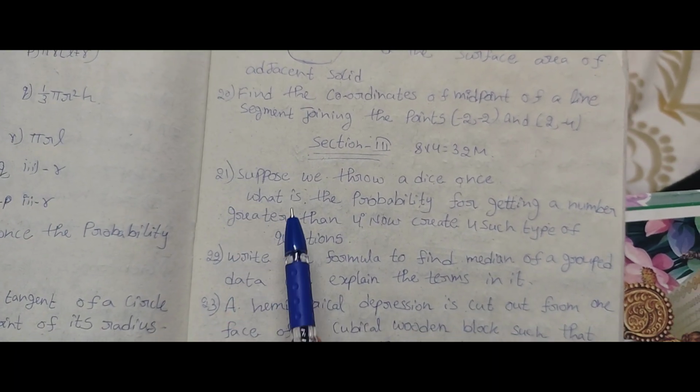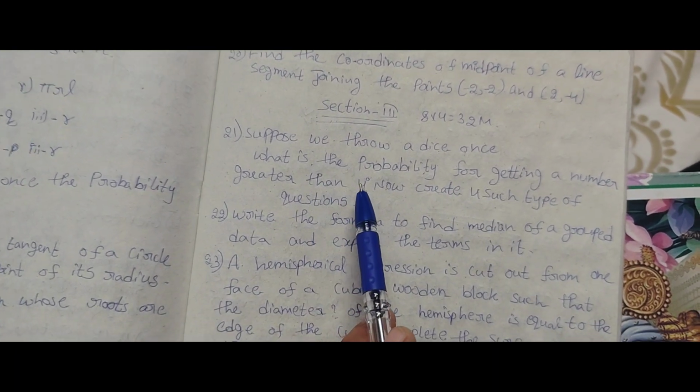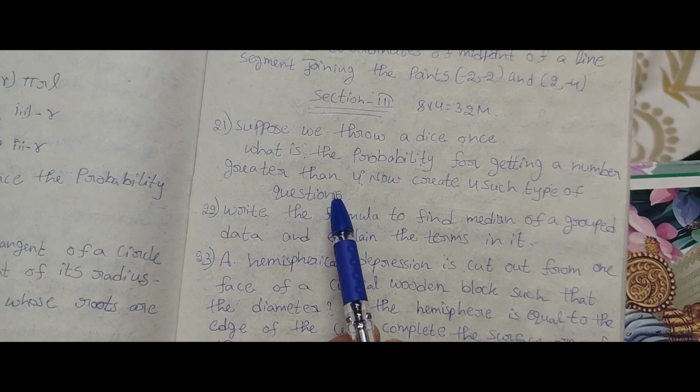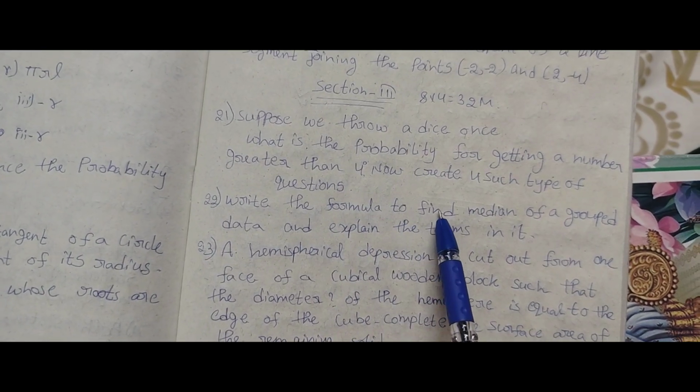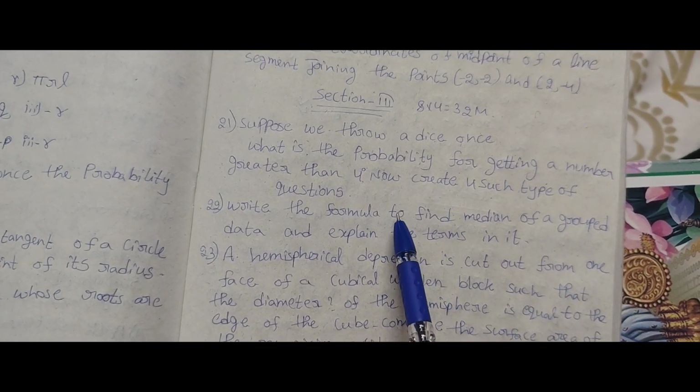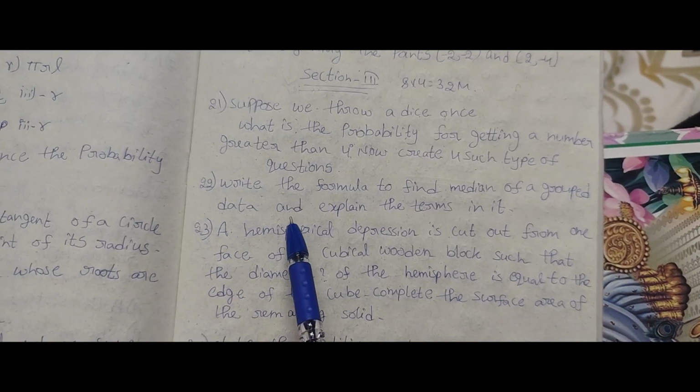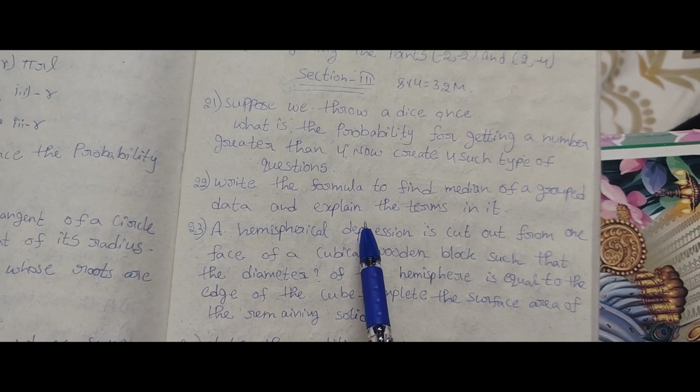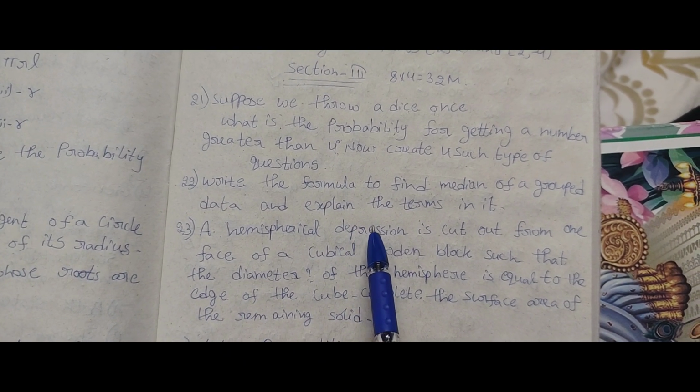21 questions. Suppose we throw a dice once. What is the probability of getting a number greater than 4? Now create 4 such type of questions. Next 22. Write the formula to find the median of grouped data and explain its steps.